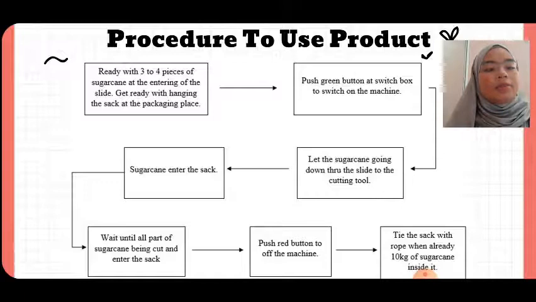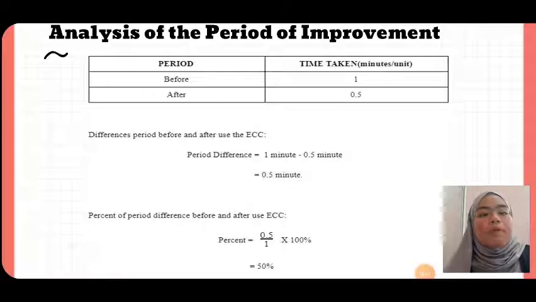The period before and after. Time taken before is 1 minute per sugarcane, after is 0.5 minute per sugarcane. The difference in period before and after using ECC is 1 minute minus 0.5 minute, we get 0.5 minute. So the percent of period difference before and after using ECC is 50%.